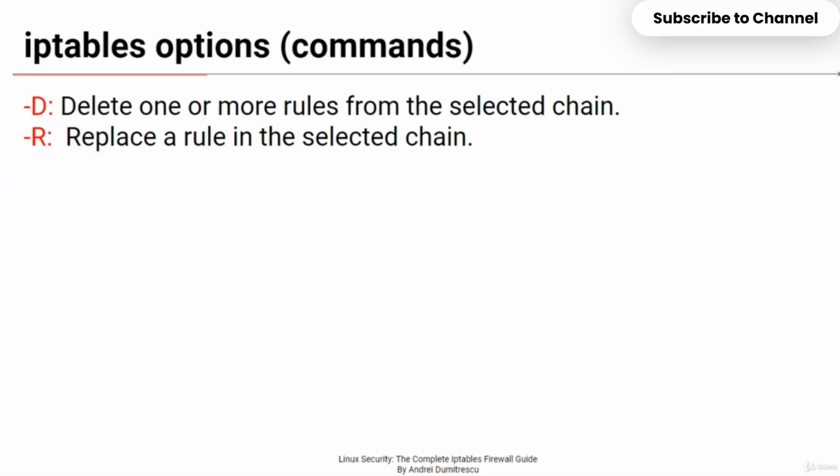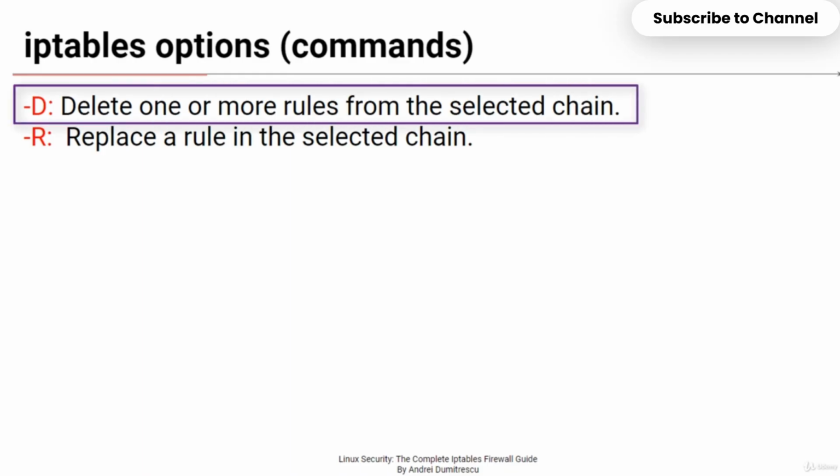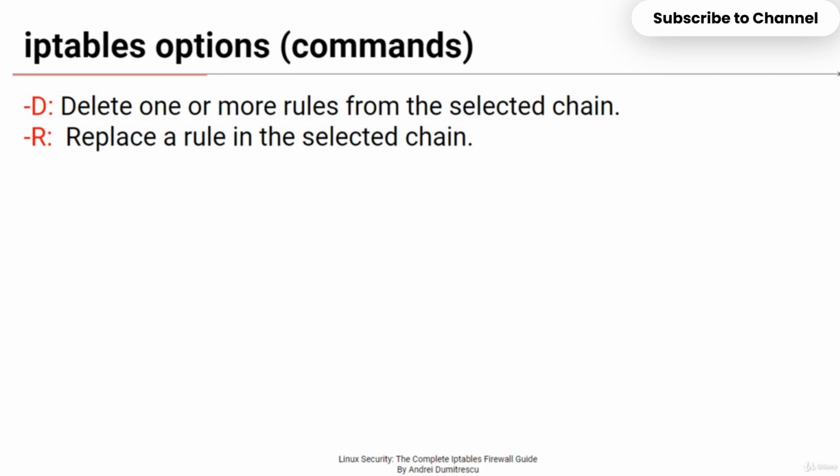And the last option we take a look at in this lecture is -D. It deletes one or more rules from the selected chain. We don't use this option too much because we often write all the rules in a script and then run the script. If we want to delete or modify a rule, we simply modify the script and run it again.